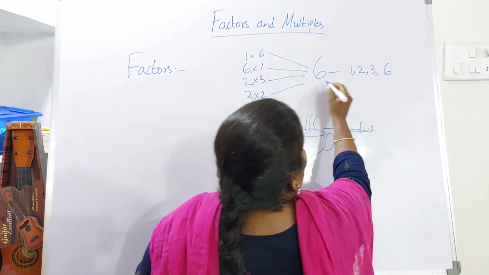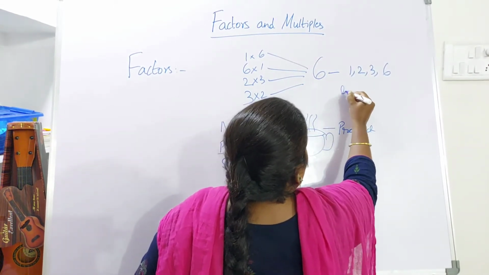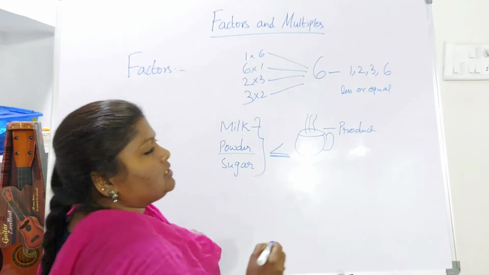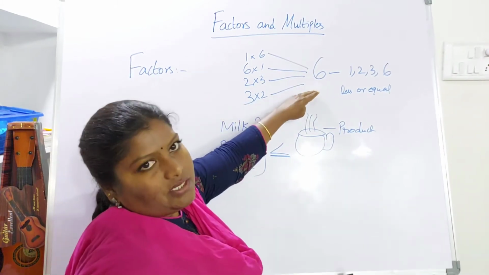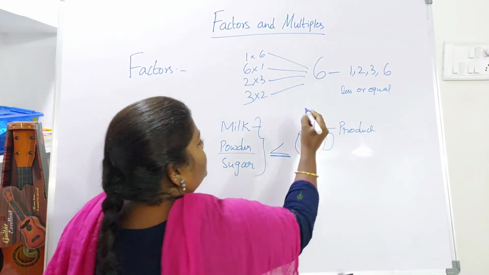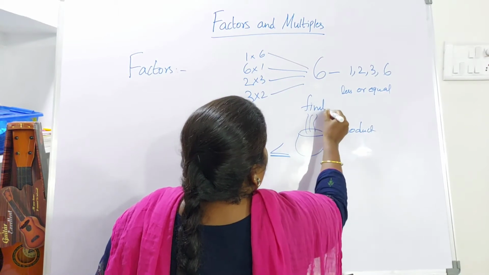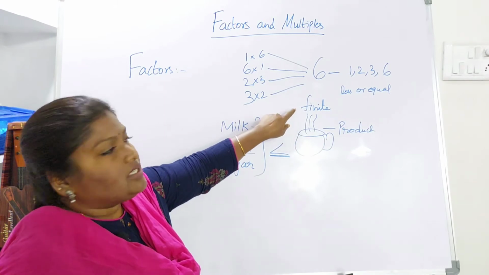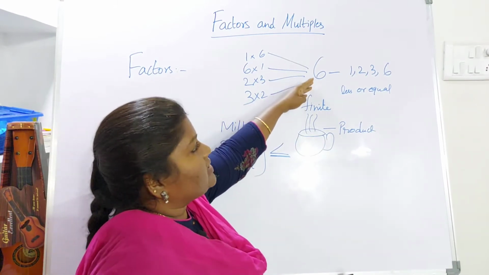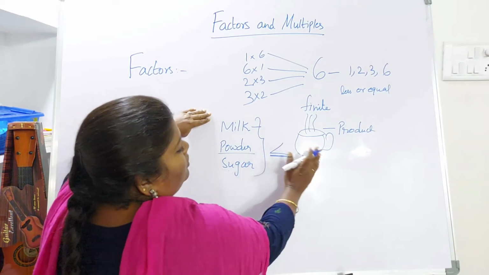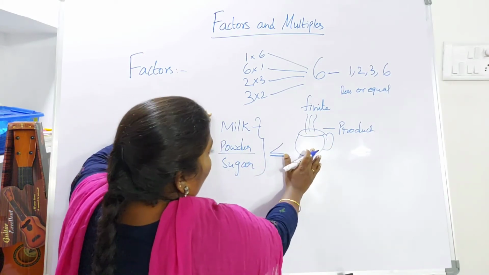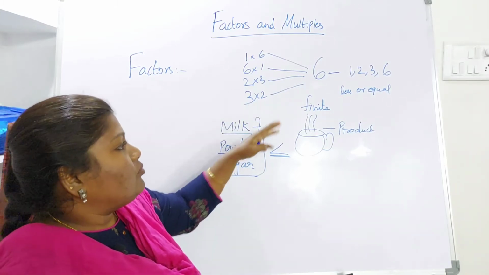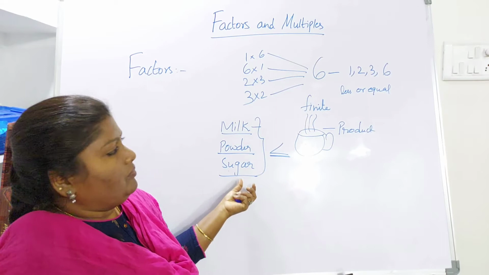So the factors of 6 are either less than or equal to the number. And always remember the factors will be finite. Factors will be finite. The meaning of finite is countable. So it cannot exceed 6. In the same way, I want to make a cup of coffee, so the ingredients will be finite. It can't be exceeded more than that. It can be counted.